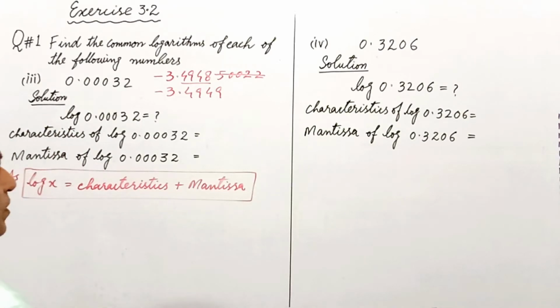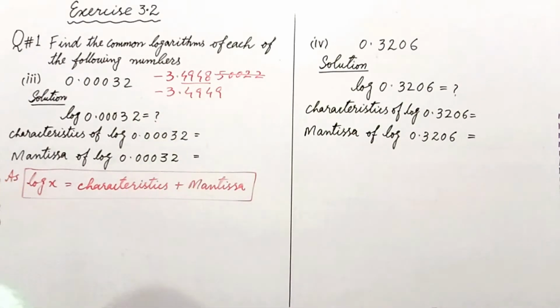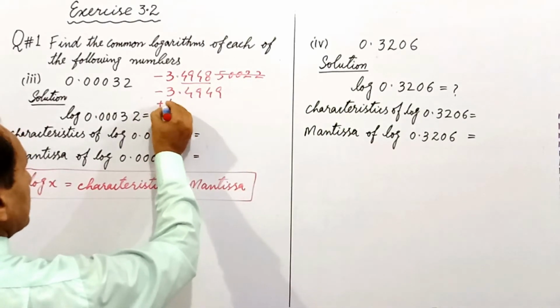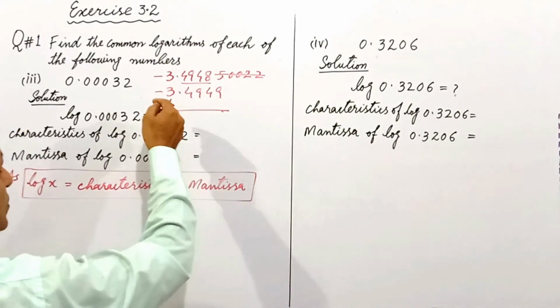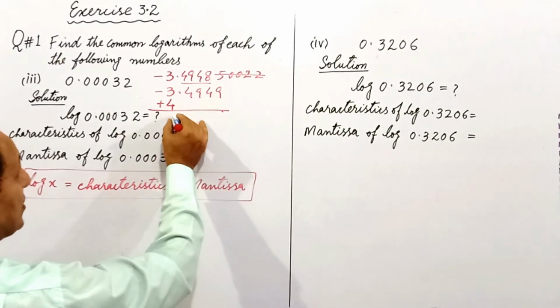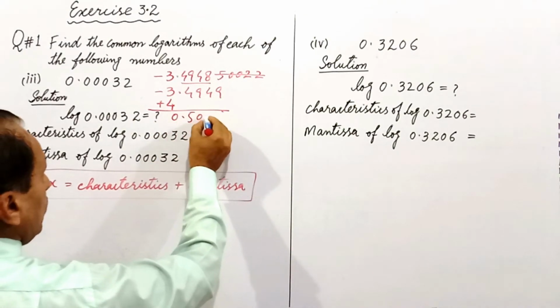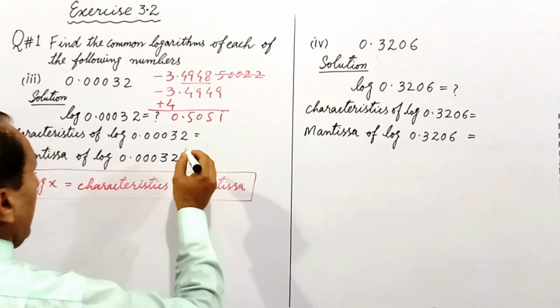But here we have a problem. The characteristic as well as the mantissa is negative, but according to the tables of logarithms, the mantissa should always be positive. Therefore we have to add 4 to it, meaning one more digit. If we have 3, we add 4. If we have 2, we add 3. If we have 0, we add 1. When we do this, we get a positive mantissa, that is 0.5051.